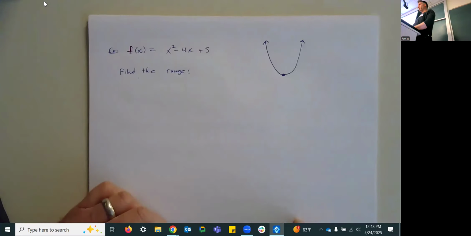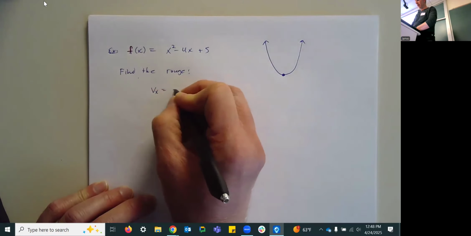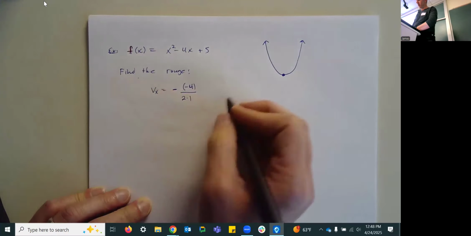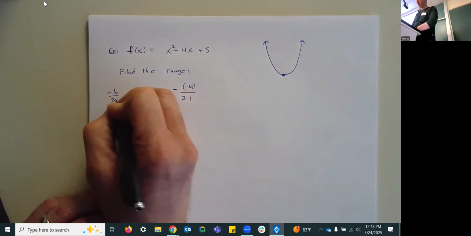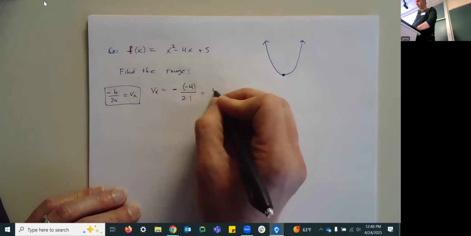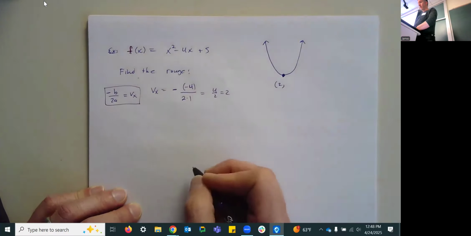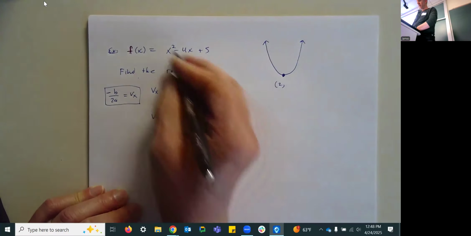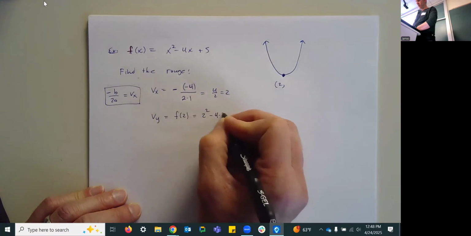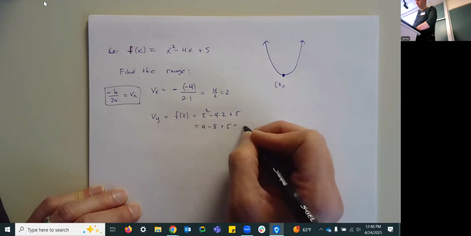There's a couple ways of finding the vertex. You could say that the x coordinate of the vertex is negative 4 divided by 2 times 1. More generically, negative b over 2a is equal to the x coordinate of your vertex. So that's going to be positive 4 over 2, which is 2. So the x coordinate of my vertex is 2. And the y coordinate, if I plug that 2 into my function, f of 2 is 2 squared minus 4 times 2 plus 5, which is 4 minus 8 plus 5, which is 1.